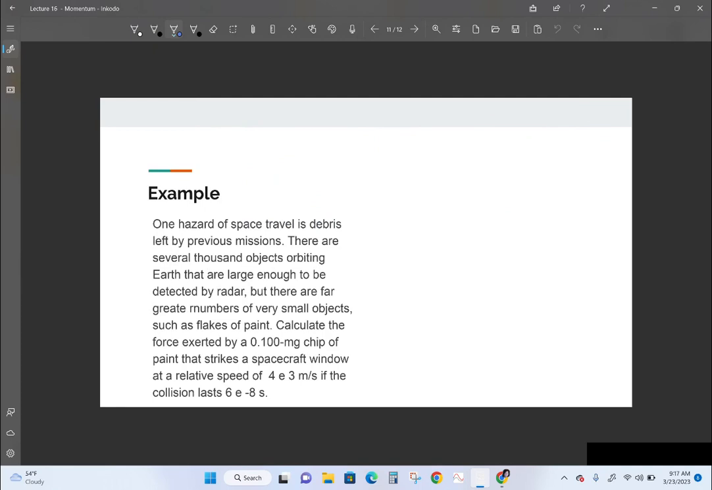All right, let's take another example. One of the hazards of space travel is debris. So imagine that you have very small objects, flakes of paint, that are 0.1 milligrams. So the mass is 0.1 milligrams, or 0.1 thousandths of a gram, which is 0.0001 grams. And they're going to hit with a relative speed of 4 times 10 to the 3, so an initial speed of 4,000 meters per second. They're going to come to a stop when they hit the glass. And they're going to do that in 6e to the negative 8 seconds.